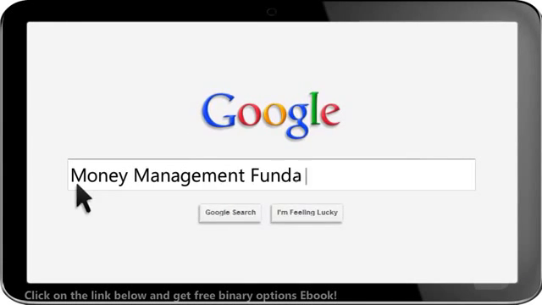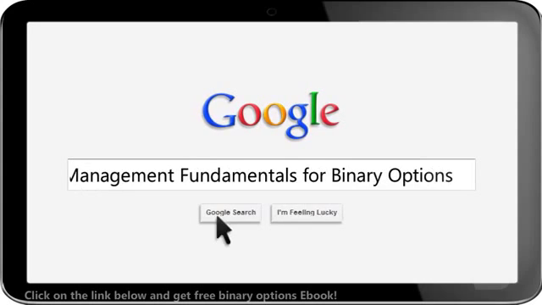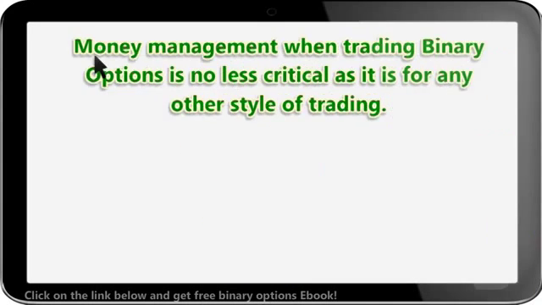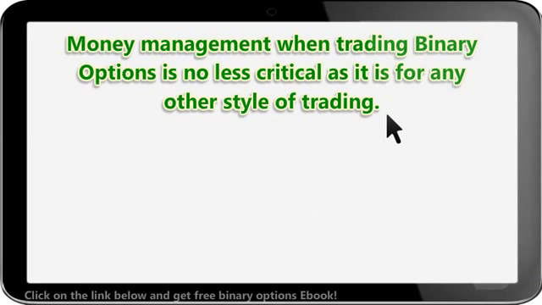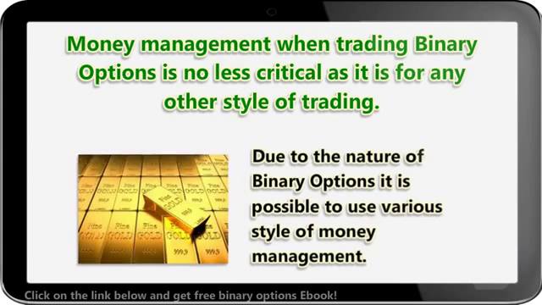Money Management Fundamentals for Binary Options. Money management when trading binary options is no less critical than it is for any other style of trading. Due to the nature of binary options, it is possible to use various styles of money management.